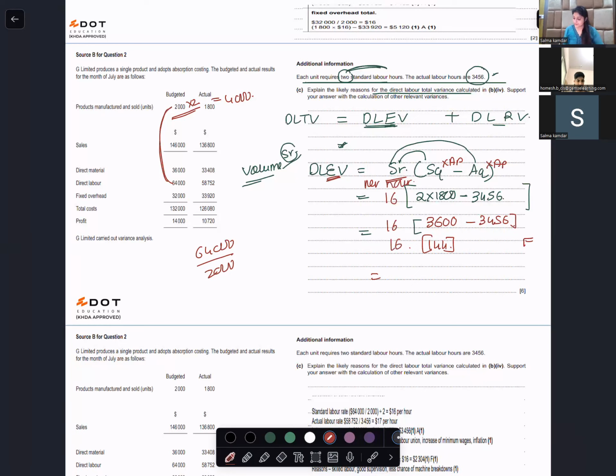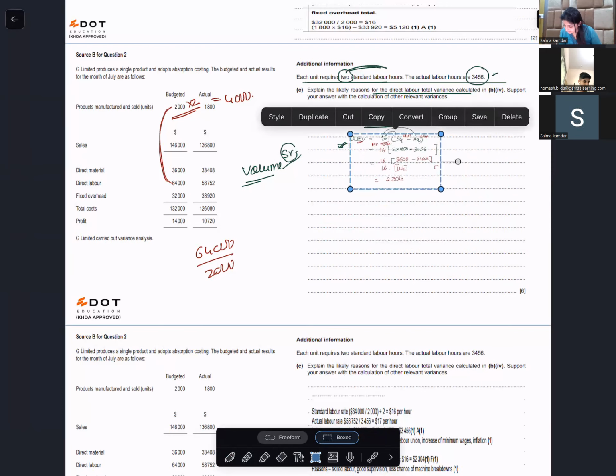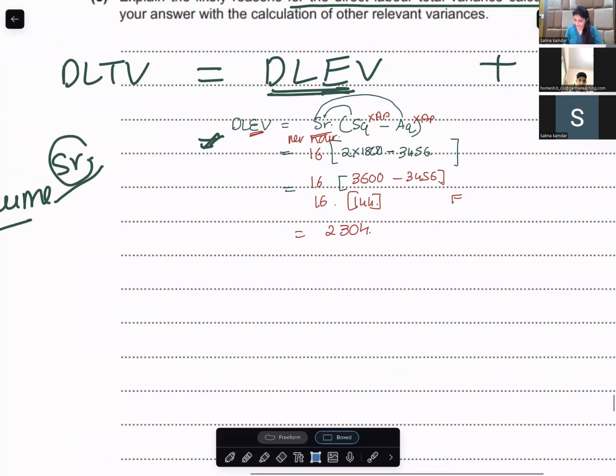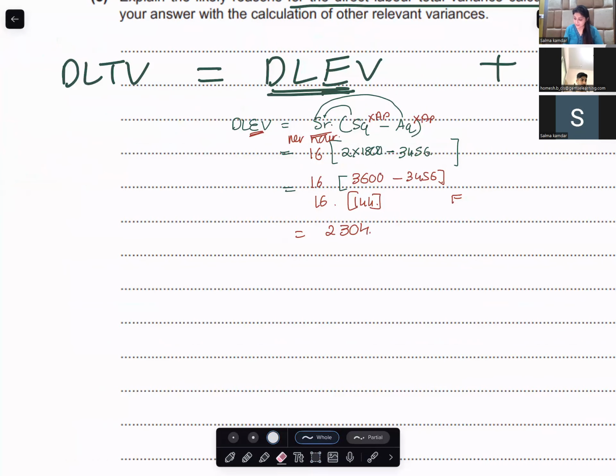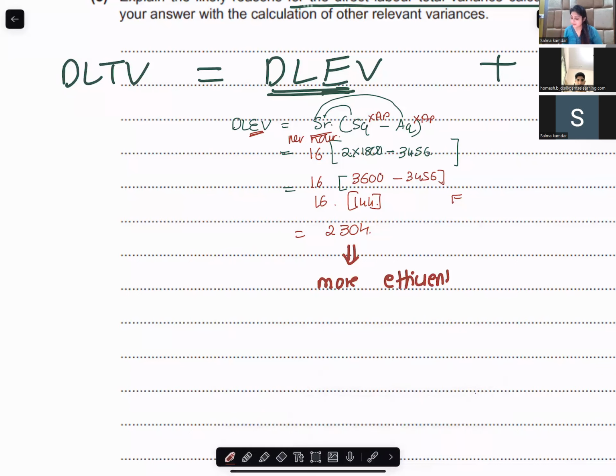So what is the direct labor efficiency variance? 2,304. Yes, that's right. The reason for your direct labor variance was that you became more efficient. How did you become more efficient? It could be because we hired skilled labor. So you became more efficient.